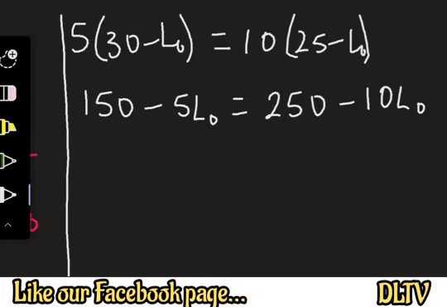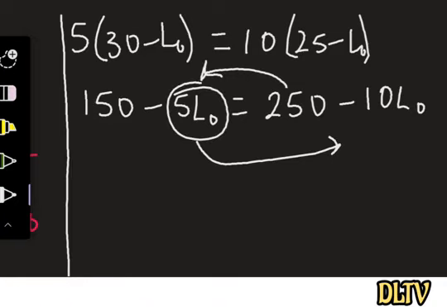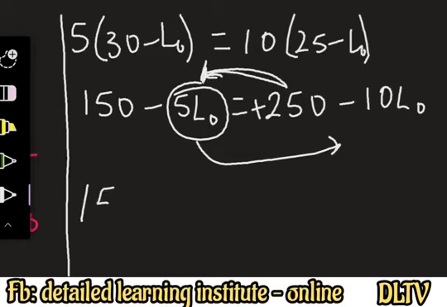expression, all the terms that are alike, we'll move them to one side of the equation, and that process is called collecting like terms. So we're going to move this to this side and move this over to this side, because this expression has LO. Moving this 250 over to this side, the sign attached to it will change to a negative. So we have 150 minus 250 equals minus 10 LO.